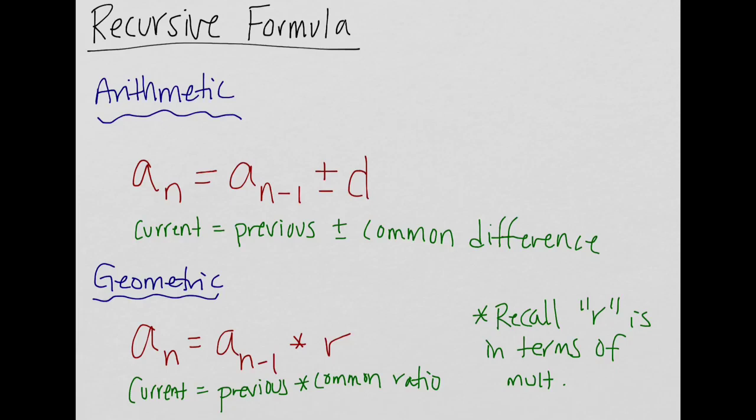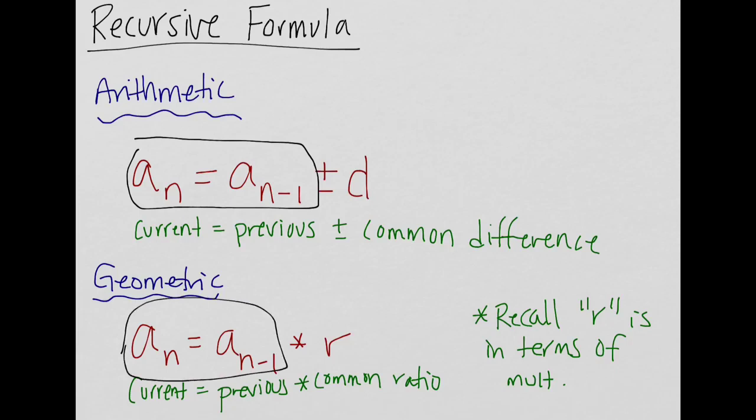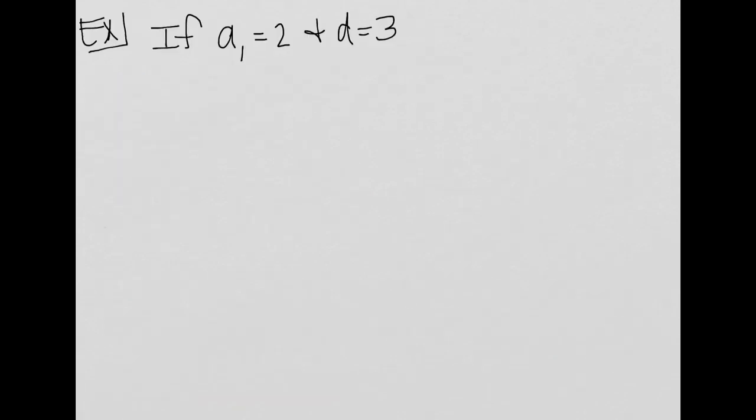So they both, if you notice, have the same buildup to begin with. They have a sub n equals a sub n minus 1. And the only difference is you're either going to add or subtract your common difference or multiply it by your common ratio. And remember, your r, you're always going to be multiplying, so that's why I didn't put divide there as an option. So, pause this if you need to. If not, we're going on.